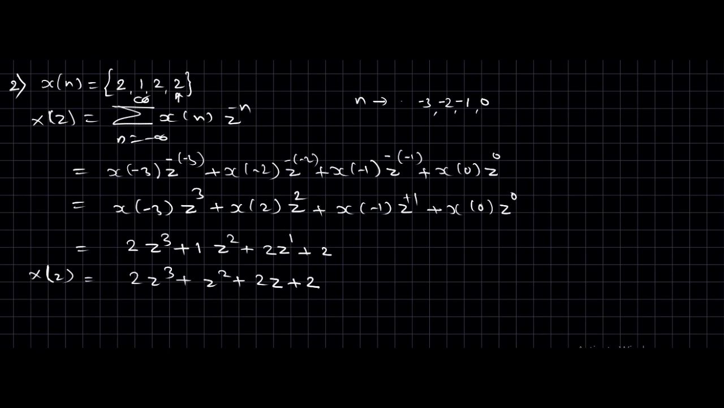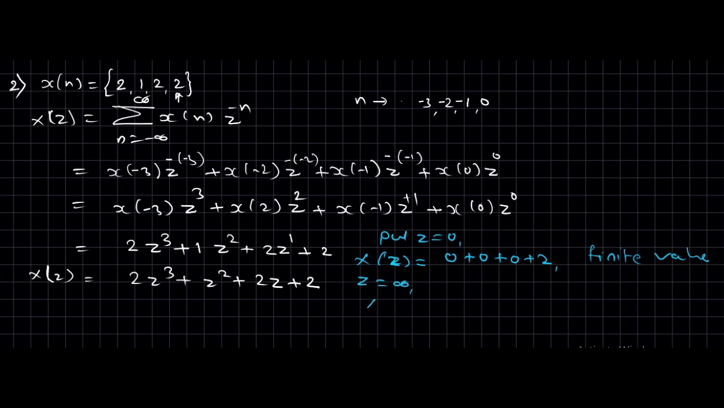Now substitute, put z equal to 0 in this equation, X of z. So X of z will become 0 plus 0 plus 0 plus 2. You are getting a finite value. So for z equal to 0, we are getting a finite value of X of z. Means X of z converges for z equal to 0 in this case. Now if you substitute z equal to infinity, what will you get? You will get infinity. Okay.